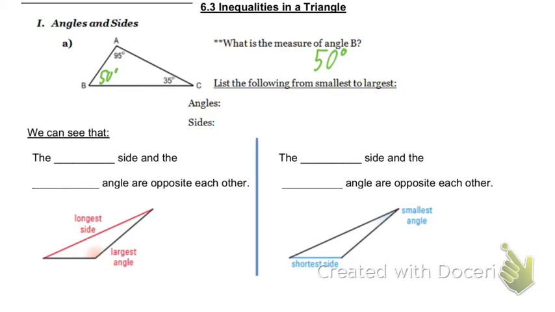So, let's list these angles from smallest to largest in the triangle. So what would be the smallest angle here? 45. Okay, so angle C is our smallest. What's our next smallest angle? Okay, angle B. And what's the next smallest angle? 95. Angle A, the biggest one, okay?